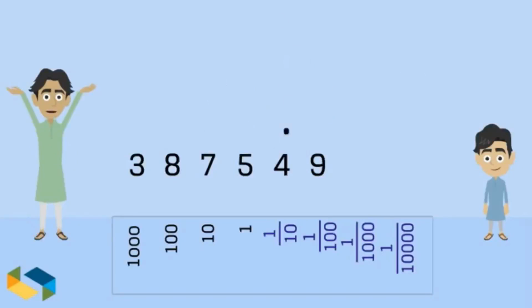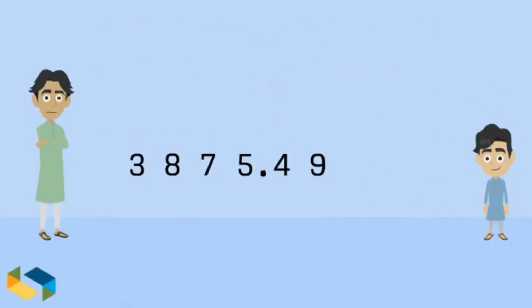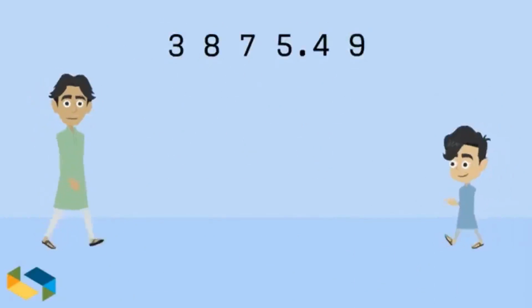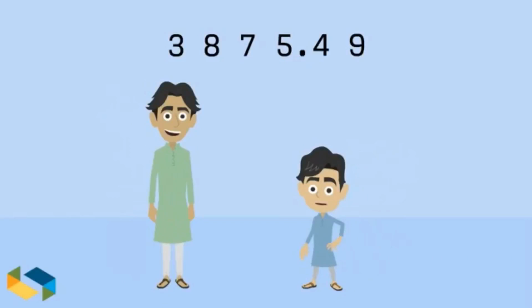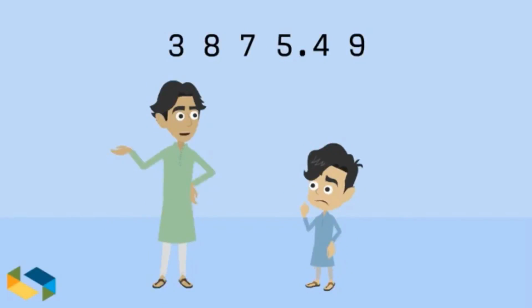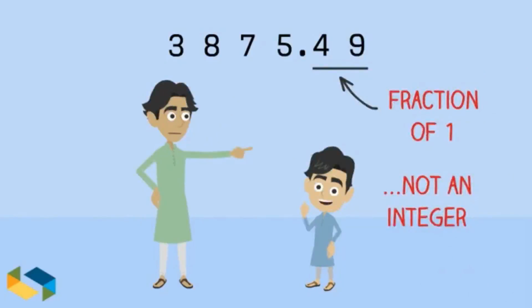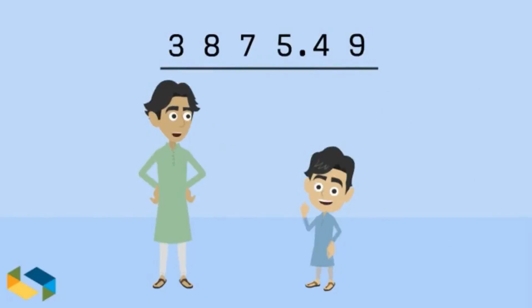That's where our decimal point comes in. This symbol here separates the integer part of the number from the fractional part. So there is what is called a decimal number. Great, let me read this: 3875.49. Yeah, but you don't read it like that. The digits here are decimal digits, remember. They signify a fraction of 1, certainly not an integer. So we read the number as 3875 point 4 9 and not 49.